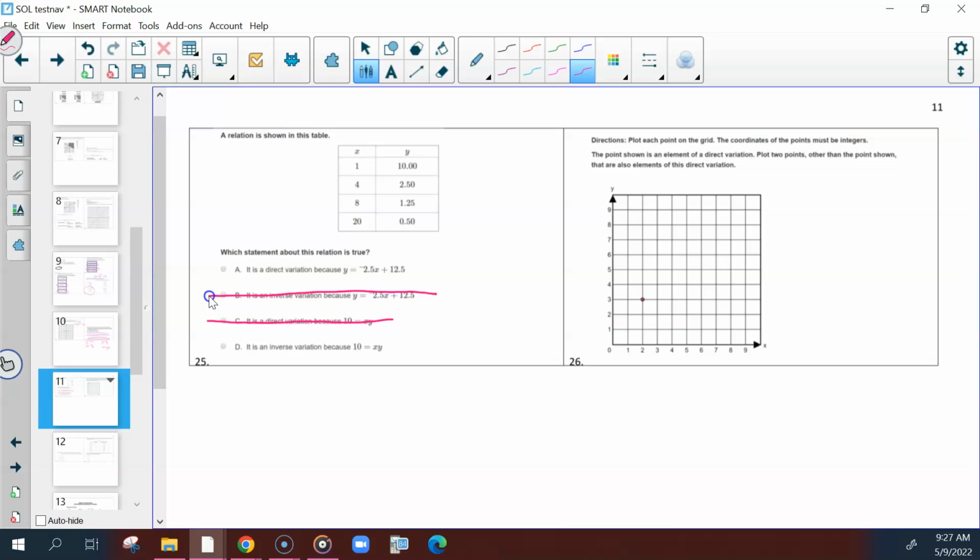So we can either multiply these or divide these. It doesn't matter which one we do first. Let's say we multiply first. 1 times 10 gives us 10. 4 times 2.5 is 10. 8 times 1.25 is 10. And 20 times 0.5 is 10. So the multiplying works, so it is D. A we could have also gotten rid of because it doesn't have a y-intercept of 0.